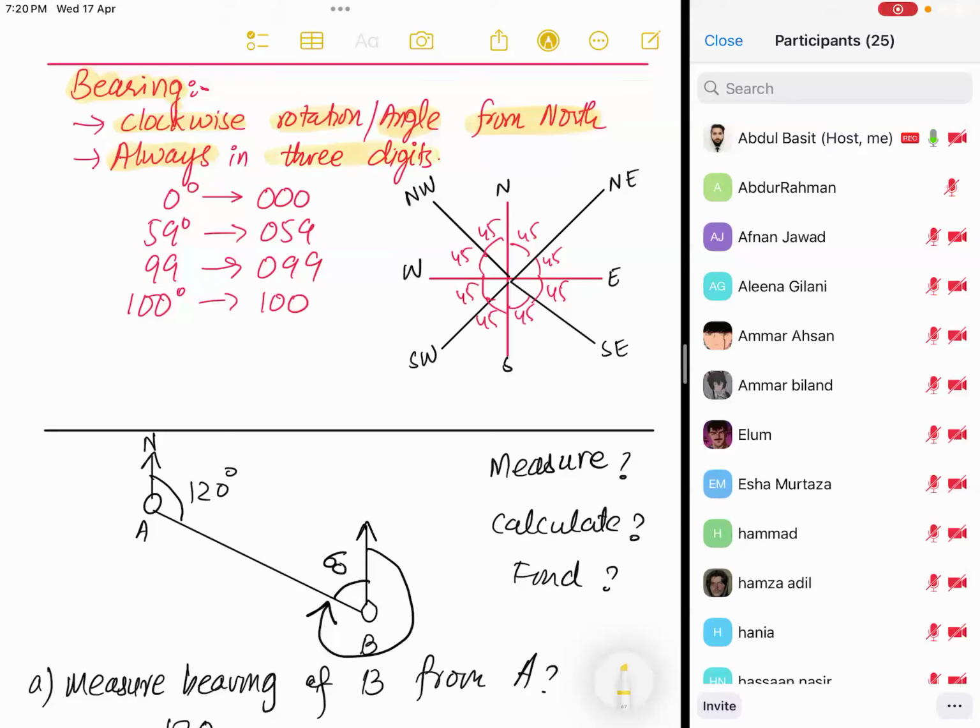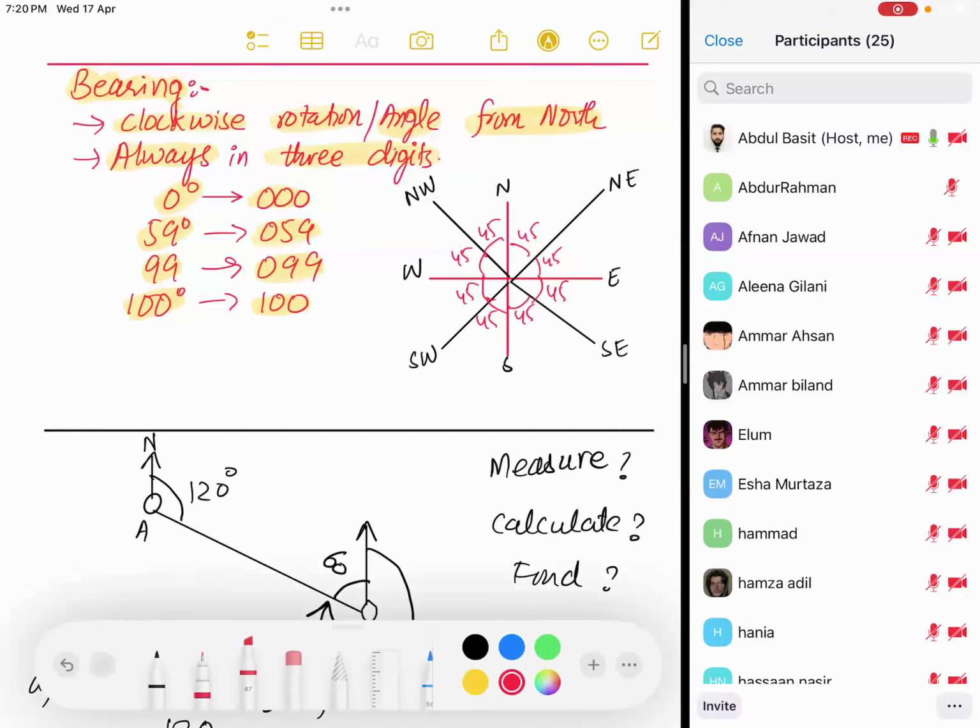For example, if 0 degree is an angle, I have to write 000 in terms of bearing. If 59 degree is an angle, and I want to write it as a bearing, I have to write 059 with no degree symbol. If 99 is an angle, I have to write 099 with no degree symbol. If 100 degree is an angle, as a bearing I have to write 100. Got it? We will not write the angle symbol for the bearing. Is this clear?